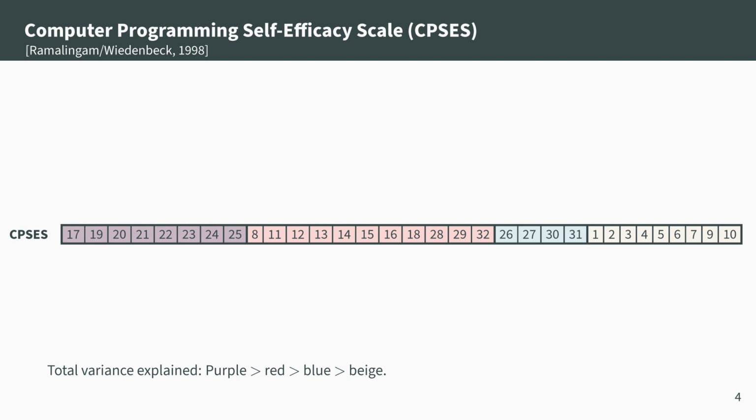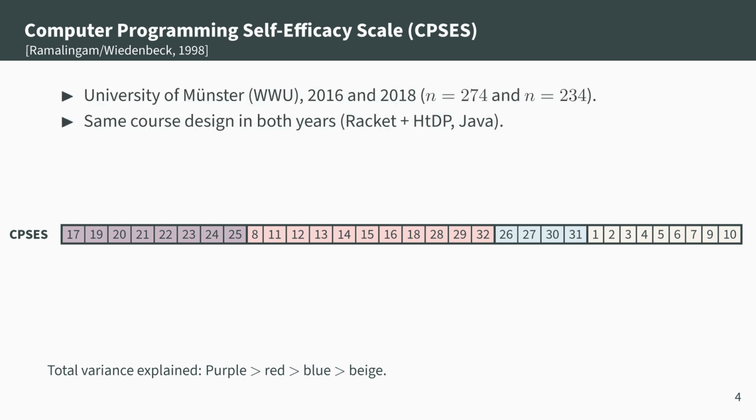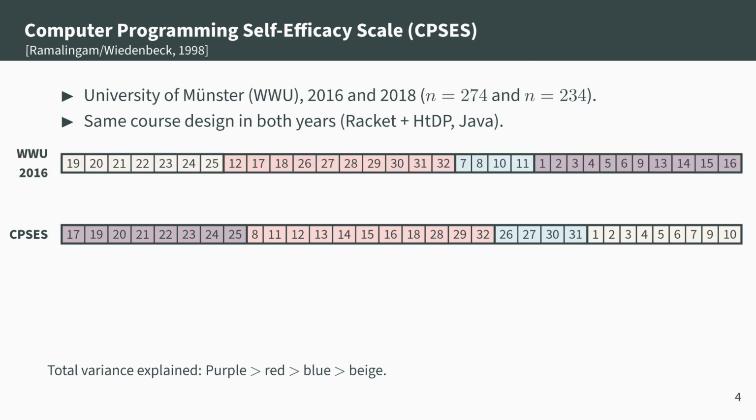Back to the CPSES. As mentioned before, researchers neither used factor scores nor revisited the factor structure of the instrument. Hence, we thought it would be time to do the latter. We administered the original instrument in 2 offerings of the same course at Münster. The courses started with Racket in a How to Design Programs fashion, followed by Java. For 2016, we found these factors.